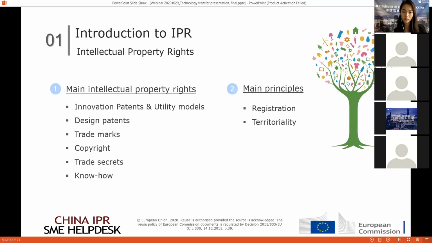We also have to take into consideration that in the case of China, we have several jurisdictions. We have mainland China, Hong Kong, Macau, and Taiwan. So these four jurisdictions have their own intellectual property office and will require a different and independent registration.